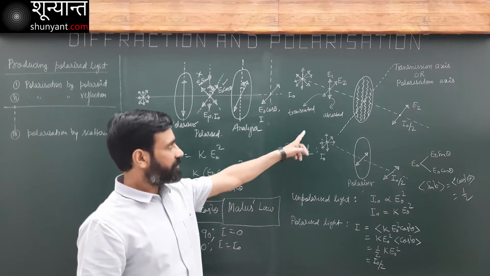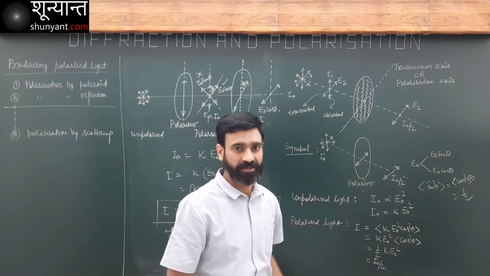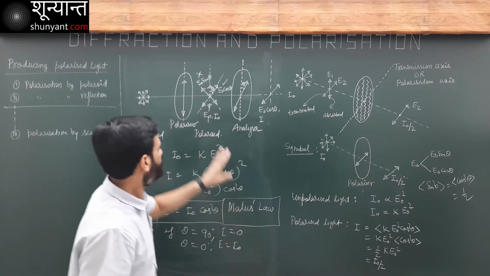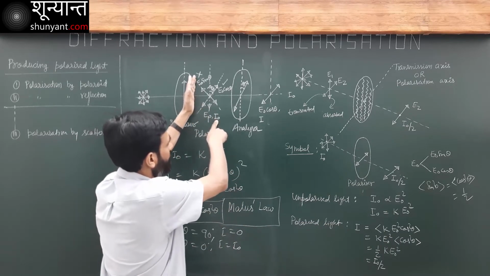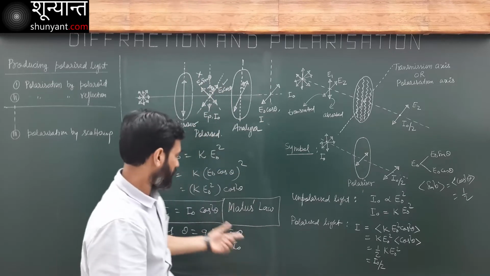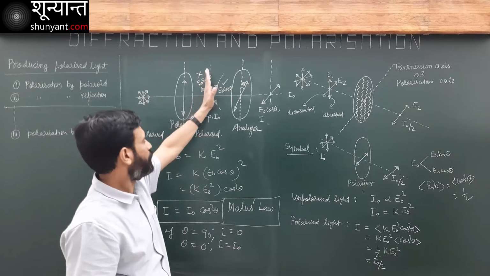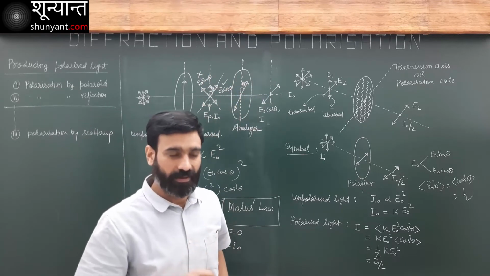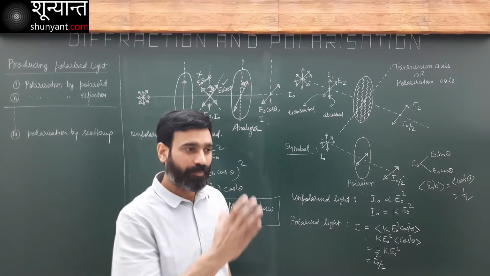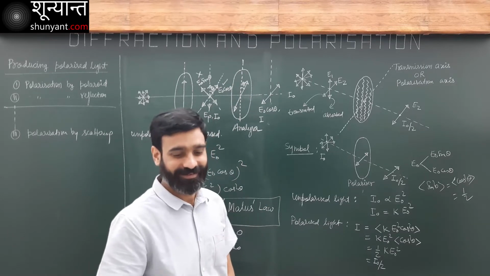Okay, so understand this. Unpolarized light passed through a polarizer becomes half. Intensity becomes half. Polarized light of intensity I naught passed through a polarizer gives intensity I naught cos square theta. Theta is the angle between the plane of polarization and the transmission axis. First effect, intensity changes. Second effect, the plane of polarization itself rotates.